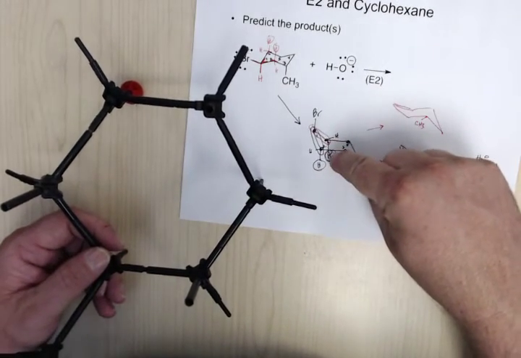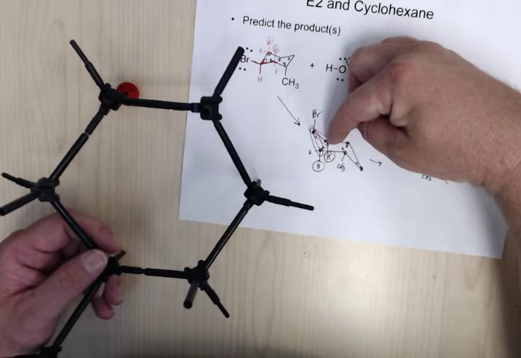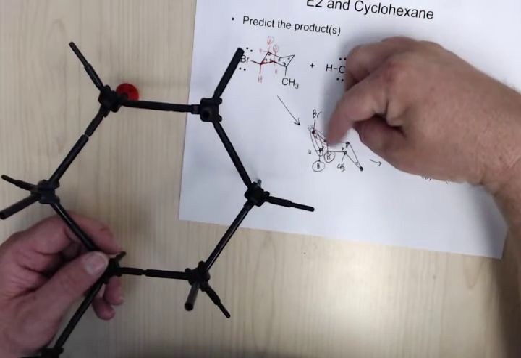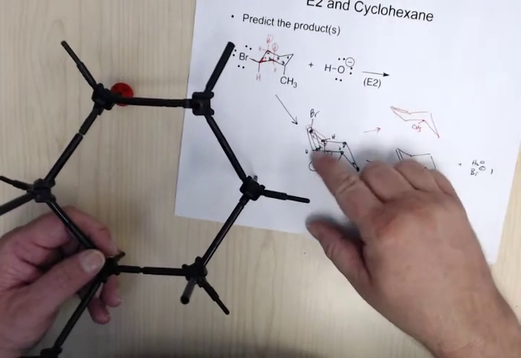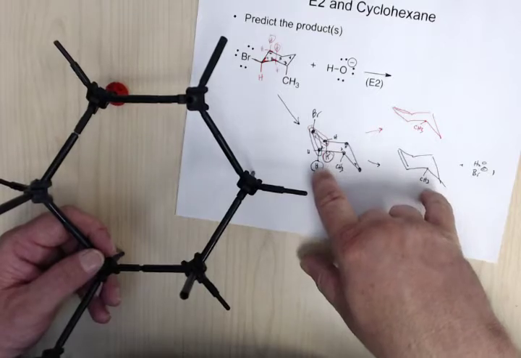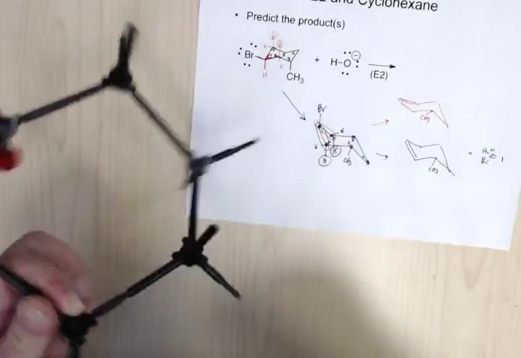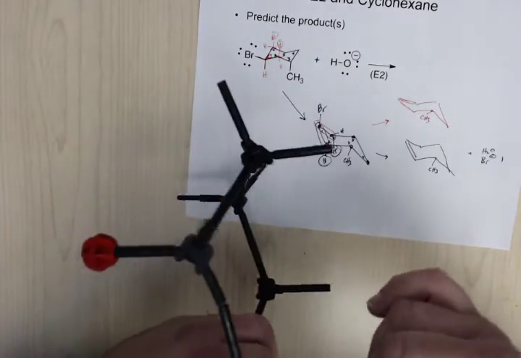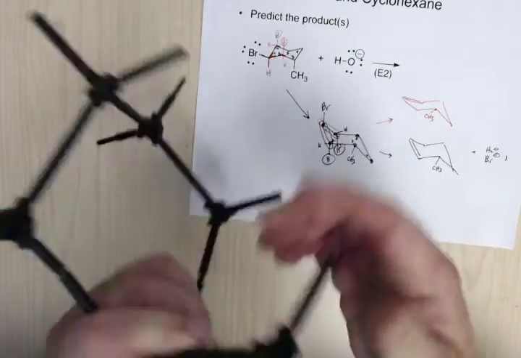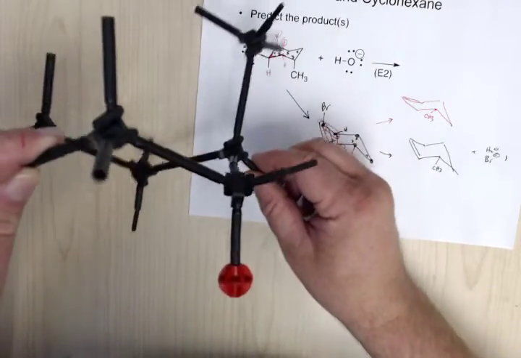On carbon 6 there's an axial hydrogen, so we can make a double bond between 1 and 6. On carbon 2, there's an axial hydrogen after the chair flip, so we can make a double bond between 1 and 2. The problem comes if you were to have, say, this methyl group be like this. Let's see if you can see this.